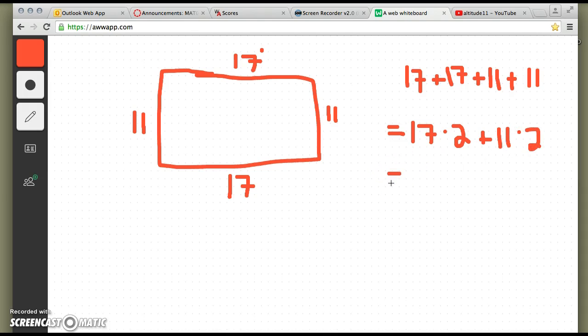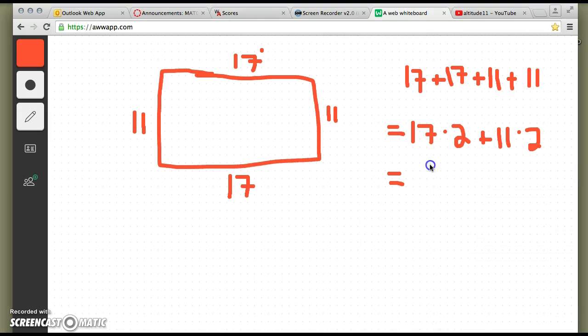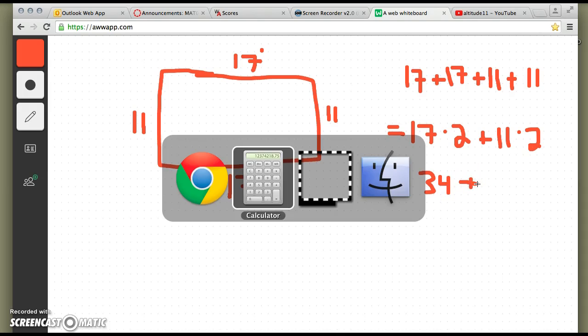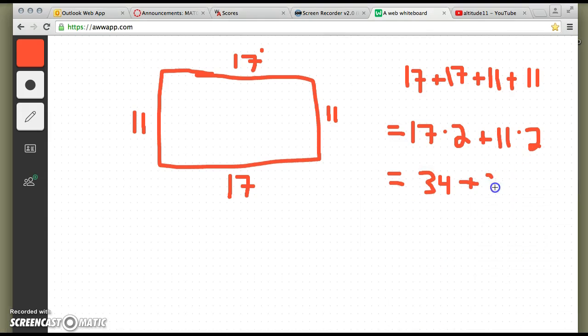All right, so we can just use our calculator from this point to see what our solution should be. So we have 17-foot wall, we have 2 of those, times 2. That is 34. Plus, we have 2 11-foot walls. So 11 feet times 2 is 22.